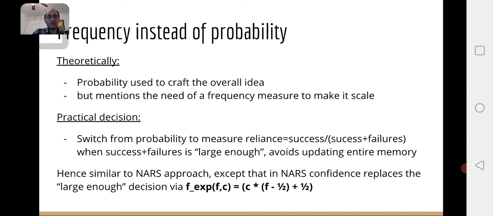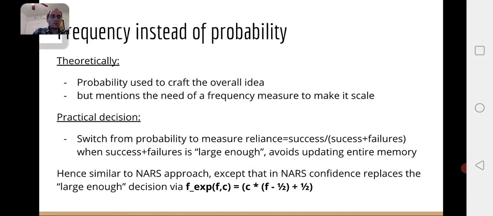So what he proposed is to switch from probability to a reliance measure, which is success over success plus failures. And this is essentially almost like the frequency measure in NAS, which is positive evidence over positive plus negative evidence. And then he noticed that this alone is not sufficient. Because what if you had one example where something worked? The reliance will be 1. 1 success, 0 failures. Reliance will be 1. 1 over 1 is 1.